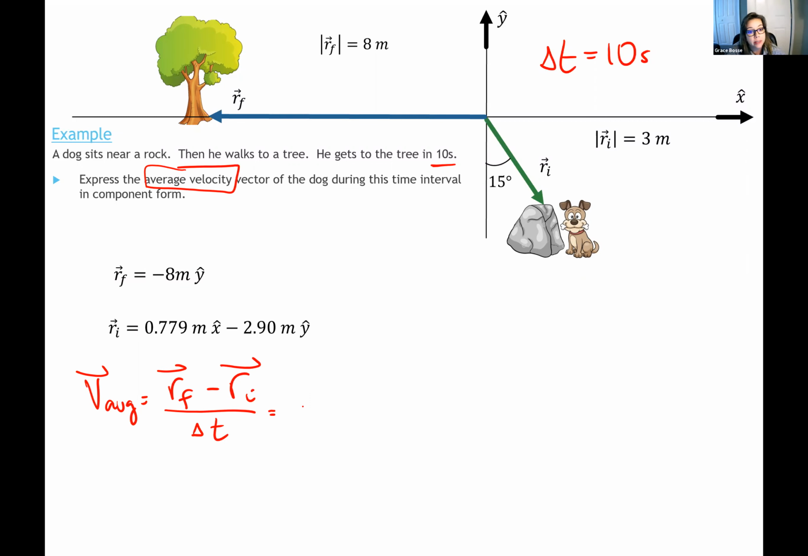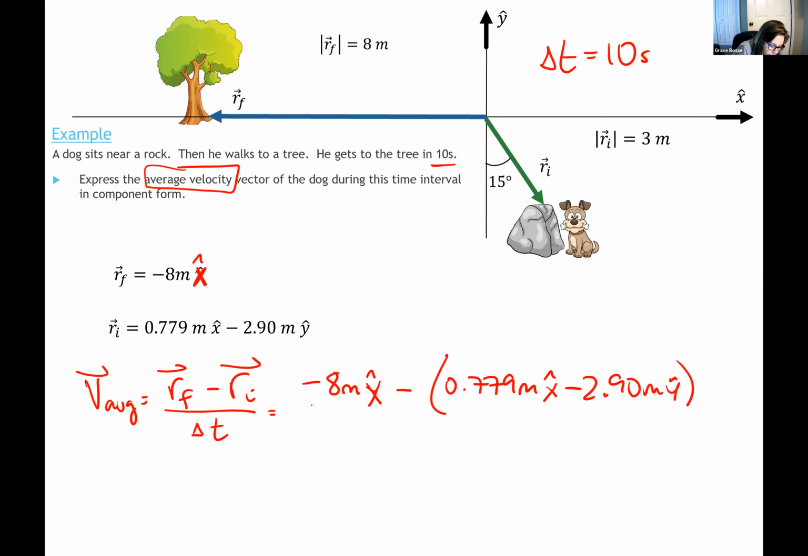So let's plug in these expressions that I have in component form. Our final was -8 meters x hat. Sorry, I did that wrong. That should be an x hat right there. Okay, so that's our final. And then minus the r initial: 0.779 meters x hat minus 2.9 meters y hat. And all of that is divided by 10 seconds.